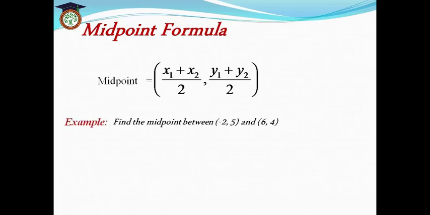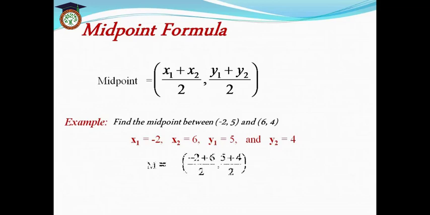Find the midpoint between (-2, 5) and (6, 4). Of course, we have here x1 equals -2, x2 equals 6, y1 equals 5, and y2 equals 4. By substituting in our formula, we will find that (-2 plus 6) over 2 and (5 plus 4) over 2.